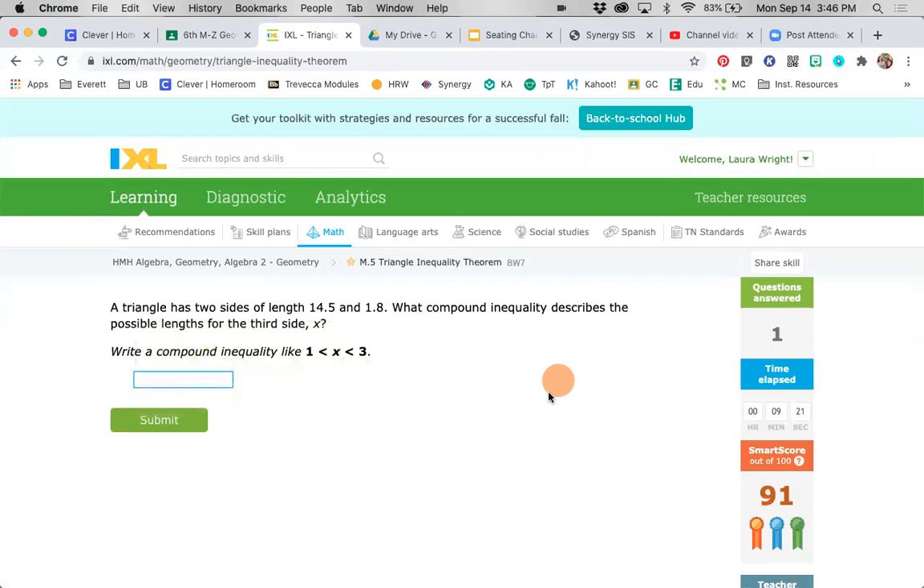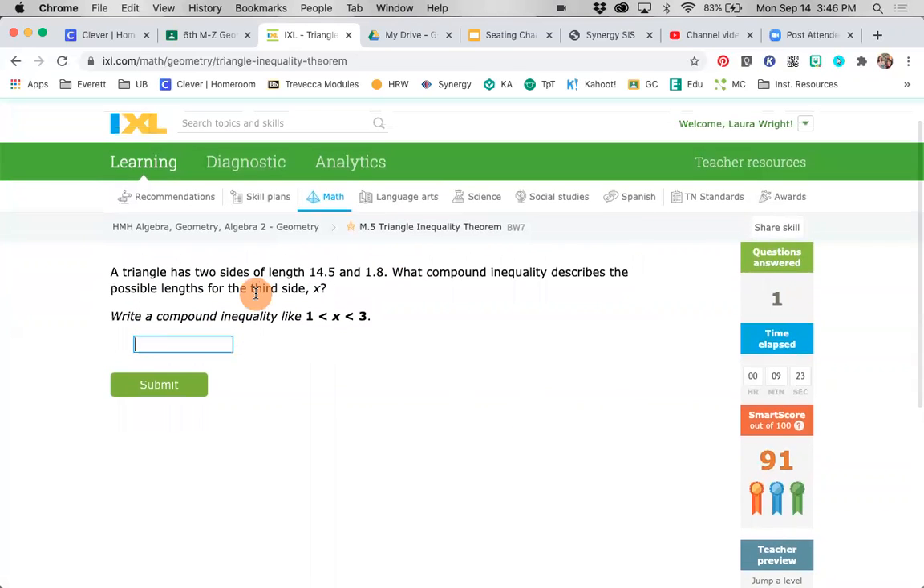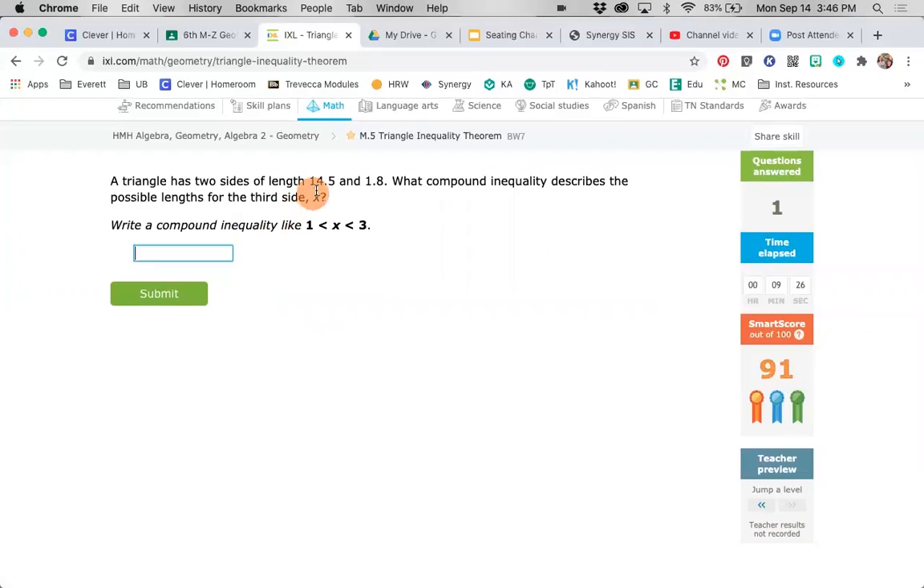To give you another similar example, a triangle has two side lengths of 14.5 and 1.8. What compound inequality describes the third side? Well, once again, you could even set up the whole middle part if you want to. You can put less than x and less than, and then you can just type in the number that you get when you add 14.5 plus 1.8. That's going to give us 16.3. And then out here, type the number from when you subtract 14.5 minus 1.8, and that gives 12.7.